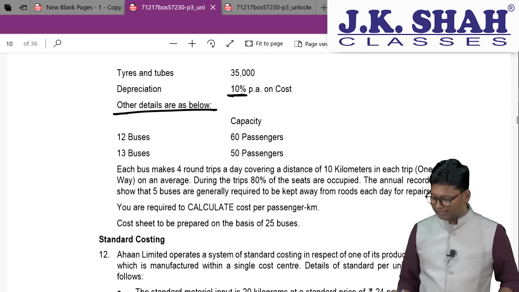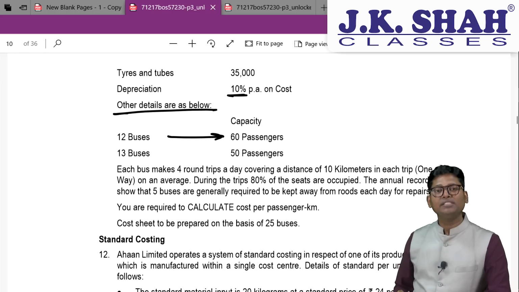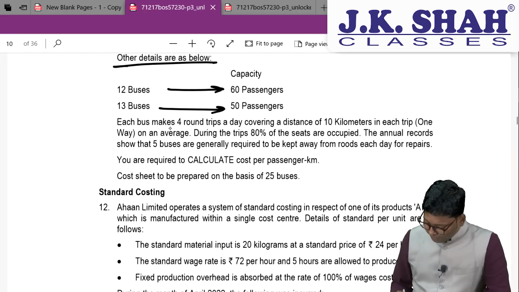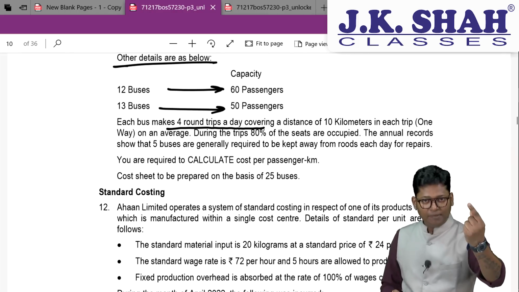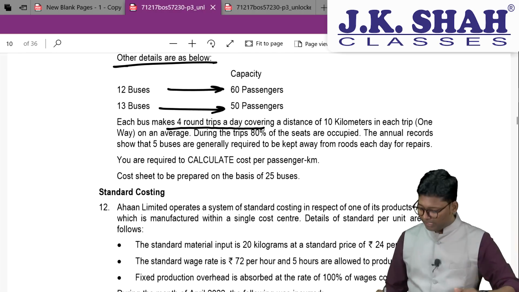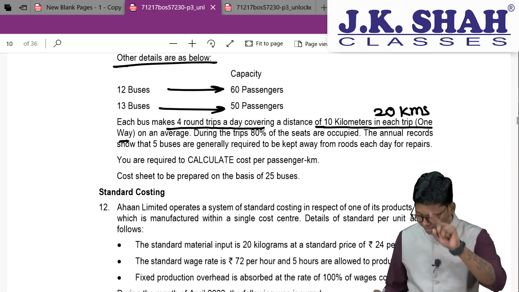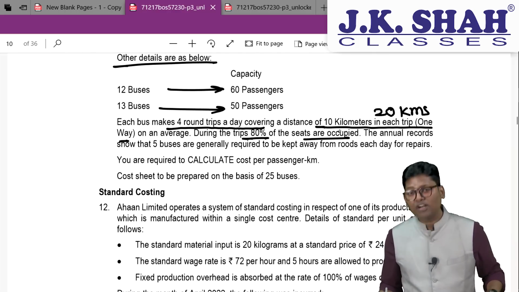Occupancy related details are given. There are 25 buses. 12 buses run with 60 passengers and 13 buses run with 50 passengers. Each bus makes 4 round trips a day. A one way trip and then returning back is considered a round trip, covering a distance of 10 kilometers in each trip. One way is 10 kilometers, so a round trip covers a total of 20 kilometers on average per day. During the trip, 80% of the seats are occupied.